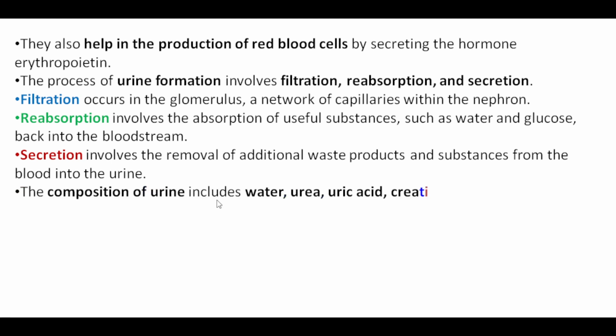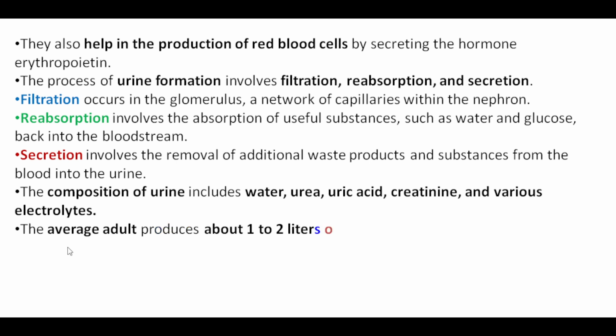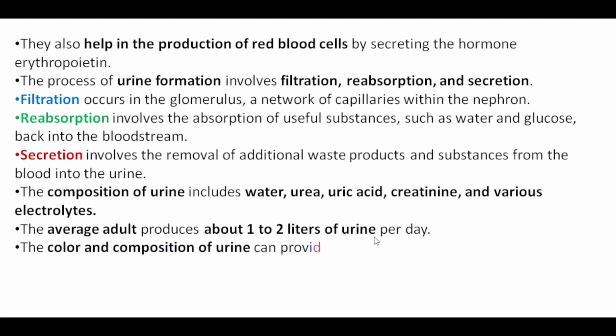The composition of urine includes water, urea, uric acid, creatinine, and various electrolytes. That is why urine is a good conductor. You might have seen it in 3 Idiots. The average adult produces about 1 to 2 liters of urine per day. The color and composition of urine can provide insights into a person's health and hydration status.